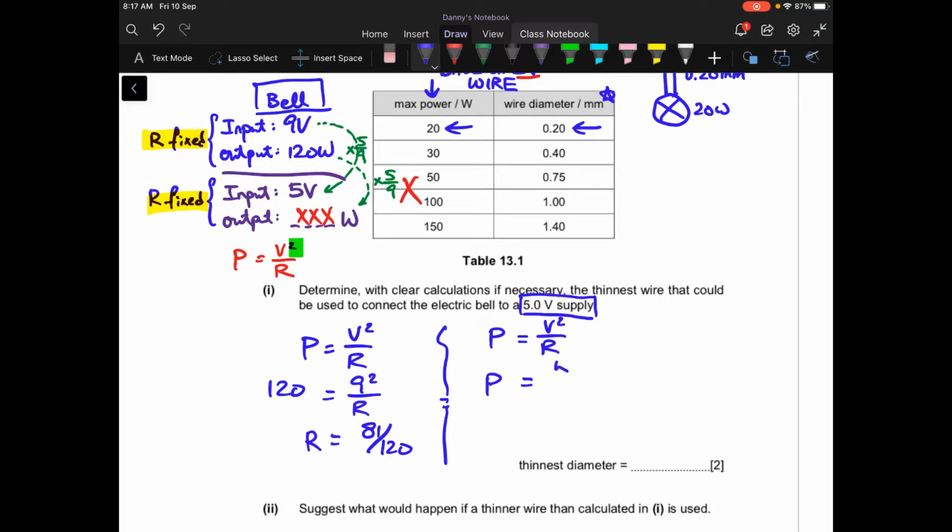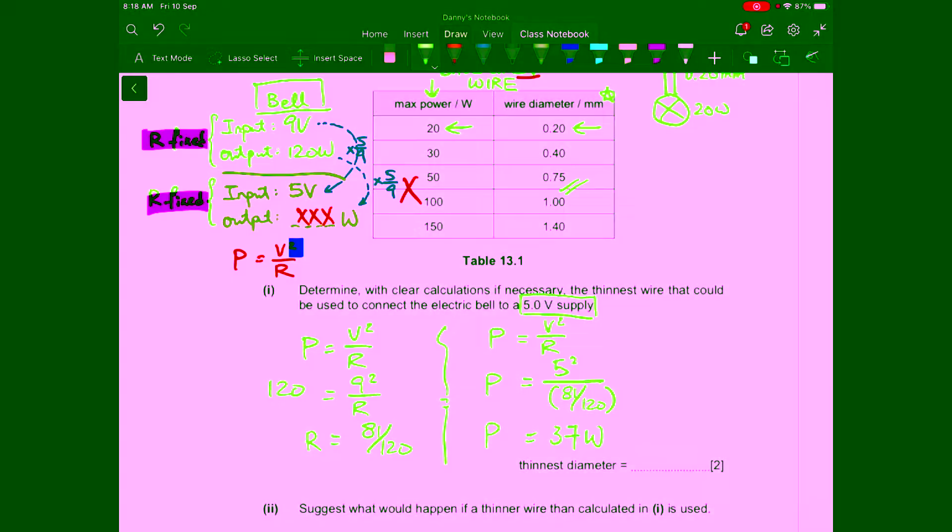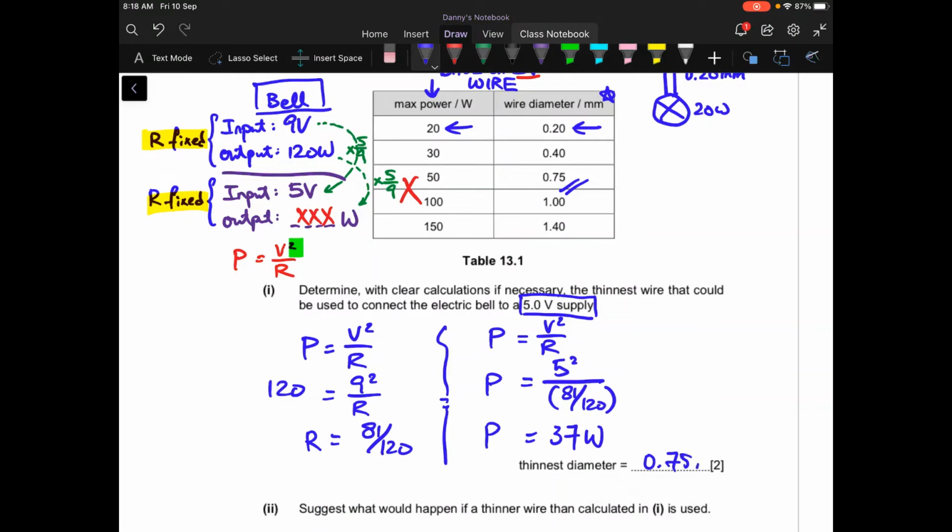Then you can find the new power with your new V, and of course the same R, and you will find that your new power should be equal to about 37W. So with 37W, you should choose a diameter that is 0.75 mm.